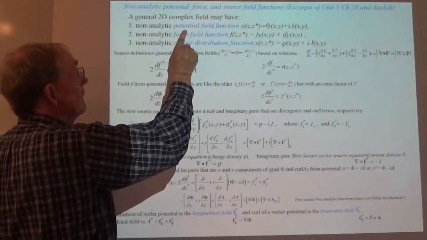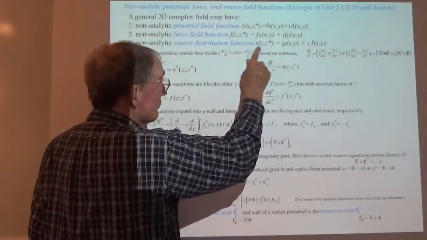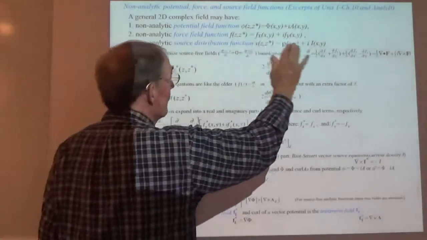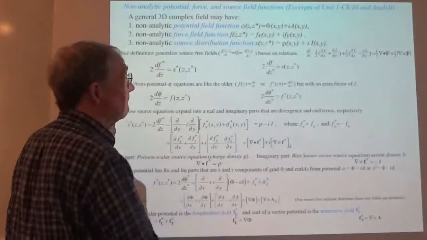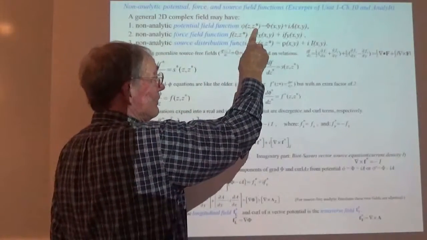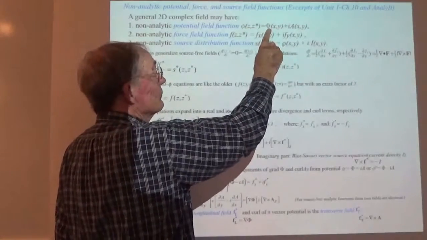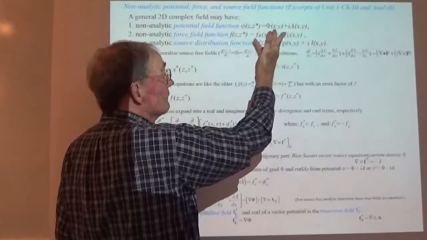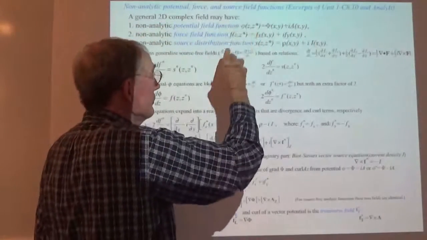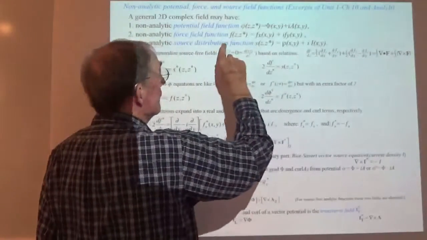Anyway, the potential field function, or the force field function, or the source function are all important now. Before, we didn't have this, but now we're going to have it. We're going to have a phi that's a function of z and z star. And of course, that will mean two parts, a scalar potential and a vector potential of x and y being related to z and z star, as we've done numerous times here in that expansion.